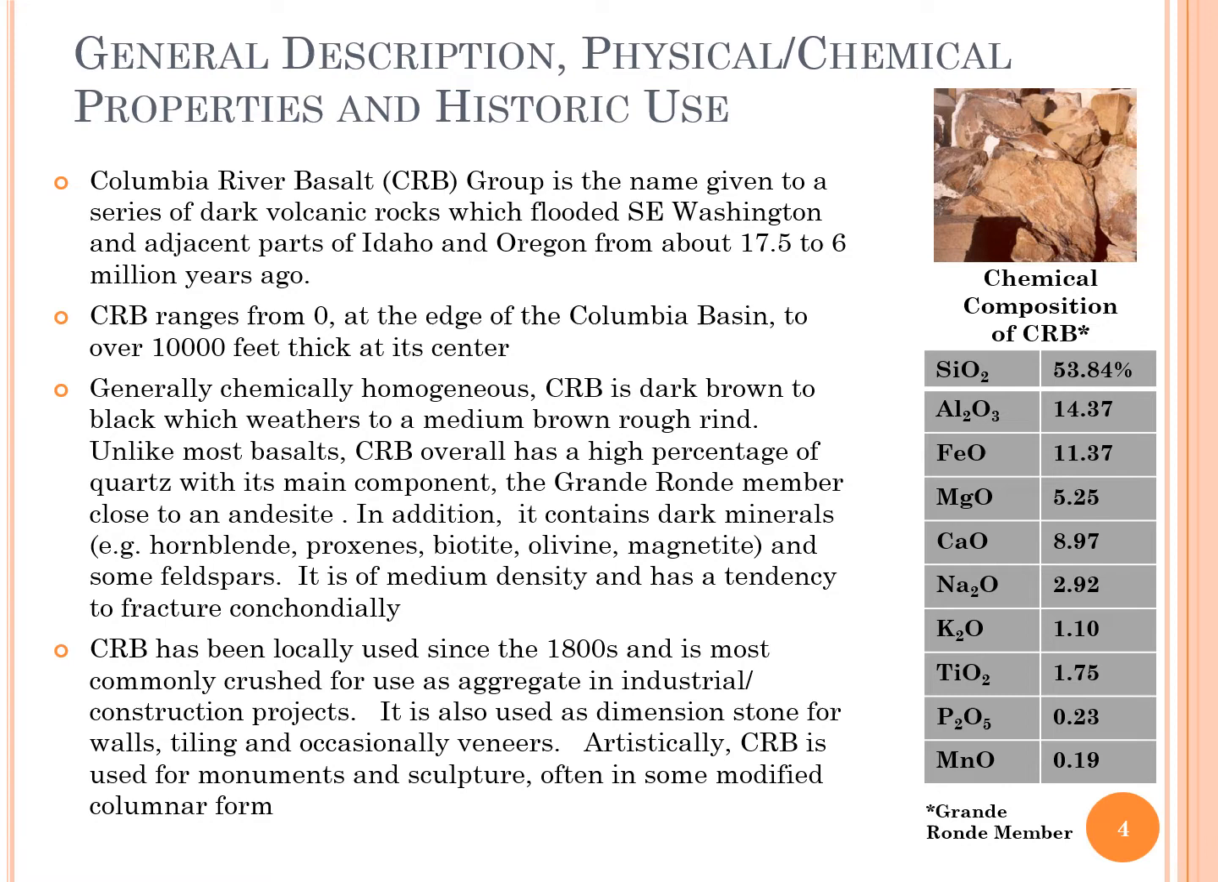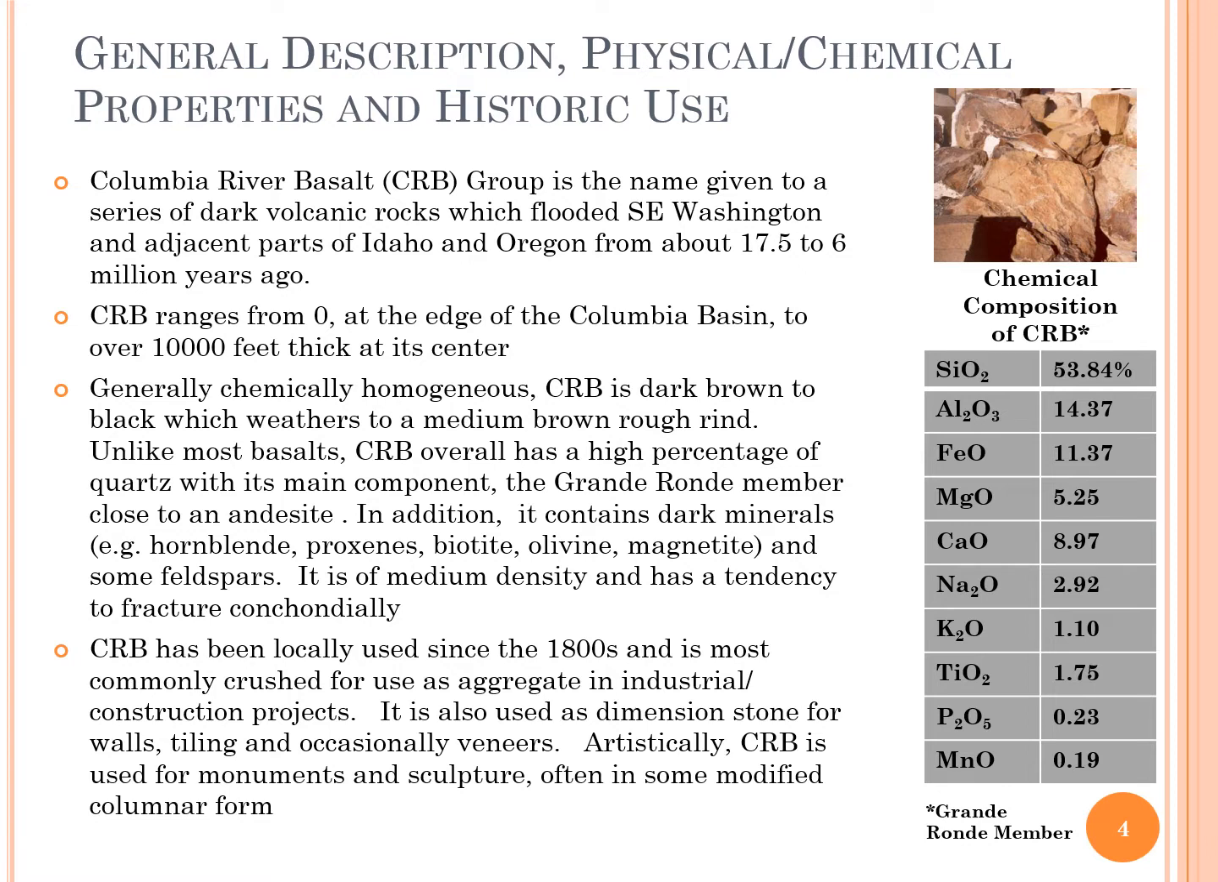It's a medium density and has a tendency to fracture conchoidally, which means it fractures as circular patterns, much like broken glass. If you take a look to the right, you can see the chemical composition of the CRB, and you can see that the silicon dioxide component, i.e. the quartz component, is nearly 54%. That's rather high for a lava, and contains a lot of other minerals in it.